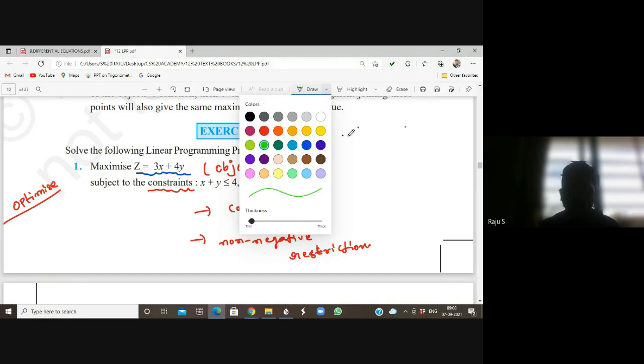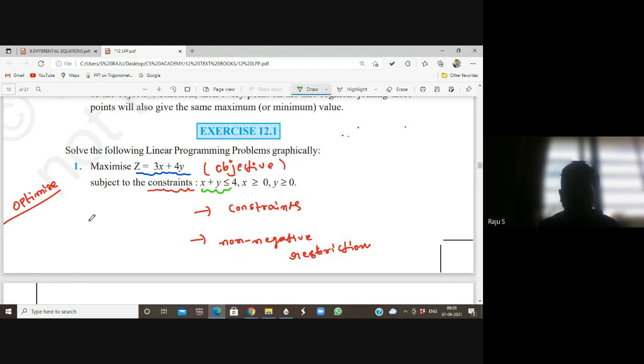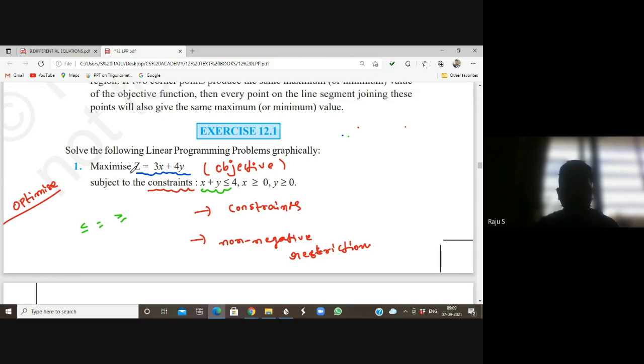Okay, observe here x plus y. So inequalities means either lesser than or equal to, or greater than or equal to. Here we are going to discuss constraints that may be lesser than or equal to 4, may be greater than or equal to 4, right? So whatever function is given to maximize is called the objective function, and whatever linear inequalities are given are called constraints.